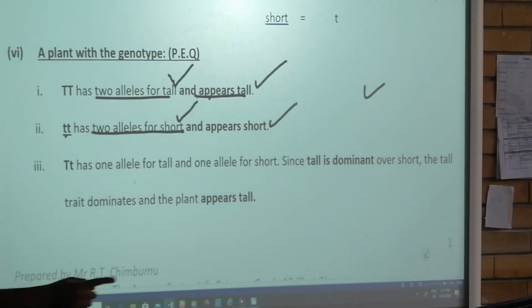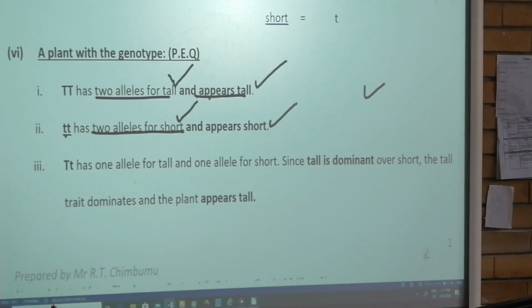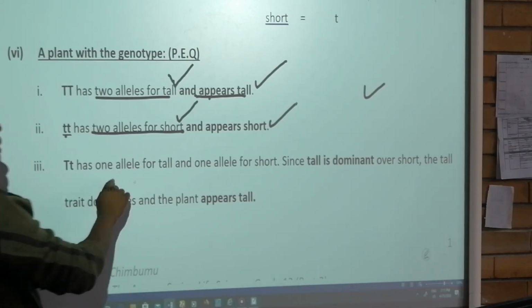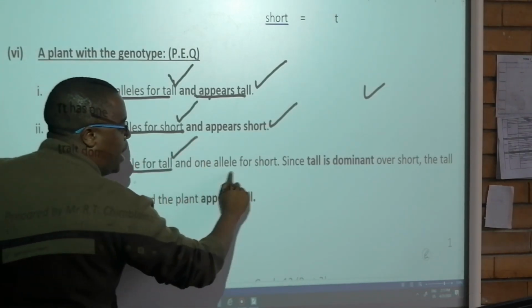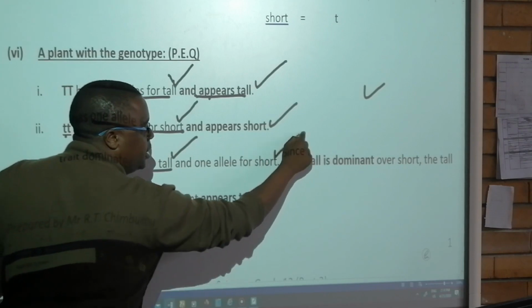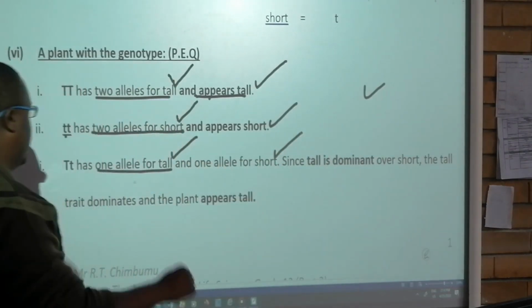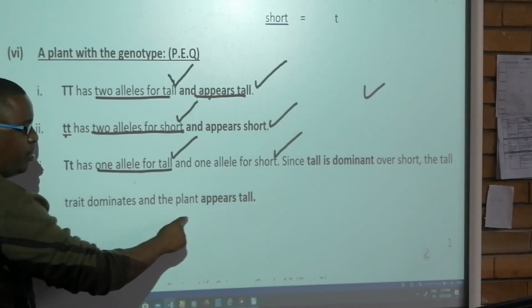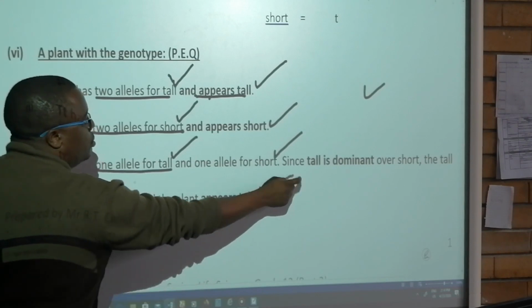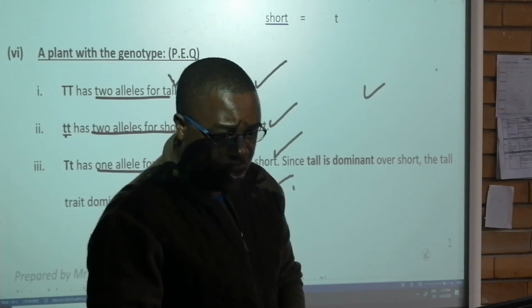A pea plant with a genotype that has two alleles, where one is dominant and the other is recessive, has one allele for tall and one allele for short, t. Now, since tall is dominant over short, the tall trait dominates the short one, and the plant appears tall. I hope you got that.